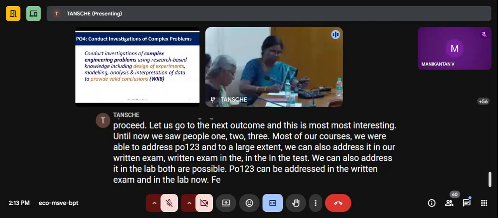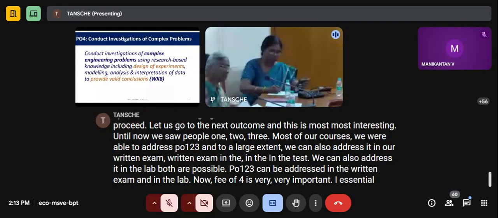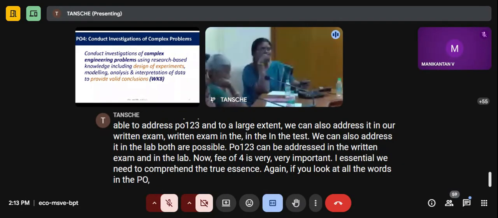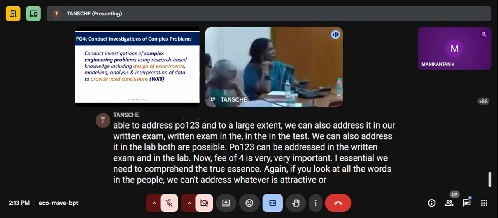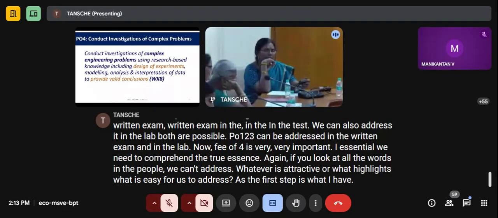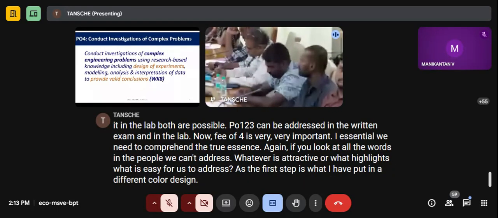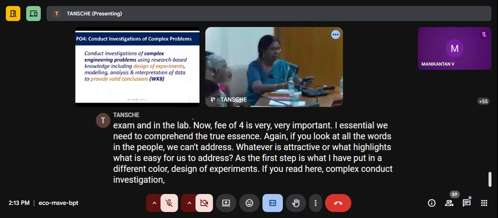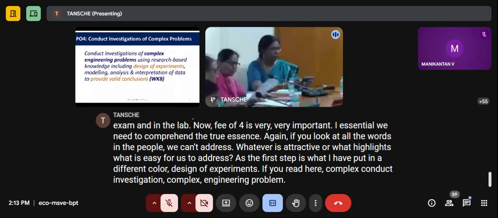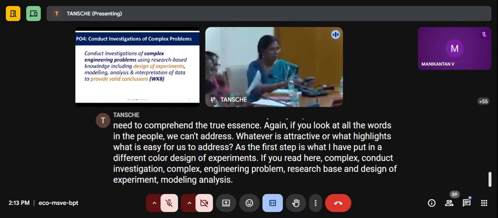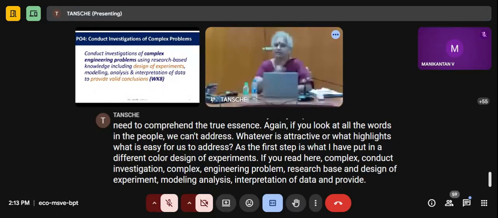Now, PO 4 is very, very important, essential. We need to comprehend the true essence. Again, if you look at all the words in the PO, we can't address everything. Whatever is attractive or easy for us to address as a first step, I have put in a different color. Design of experiments. If you read here: conduct investigations of complex engineering problems, research based, design of experiments, modeling, analysis, interpretation of data, and provide conclusion.